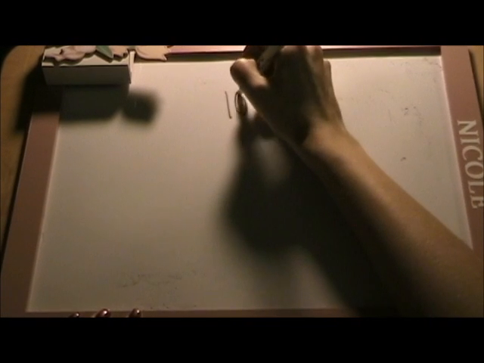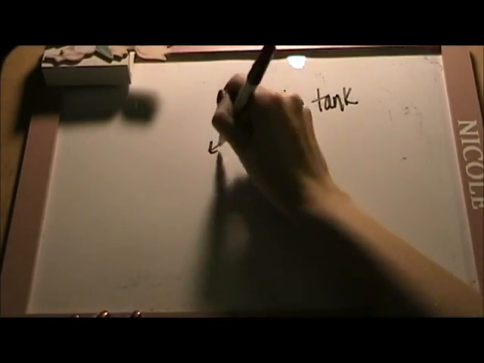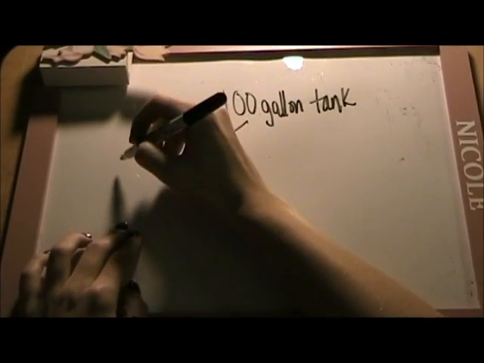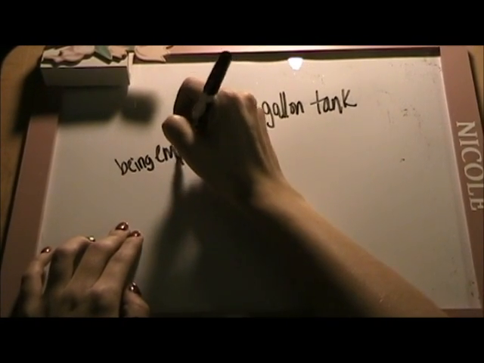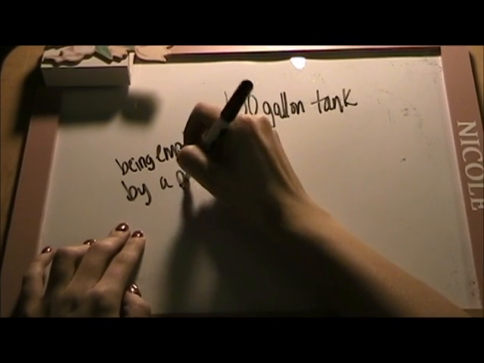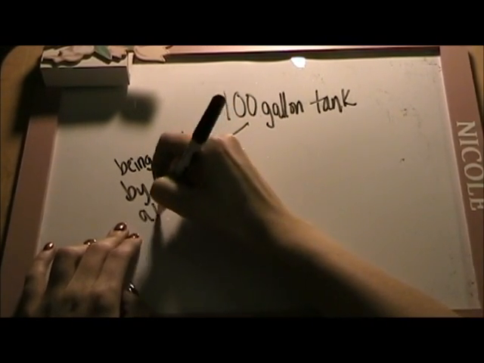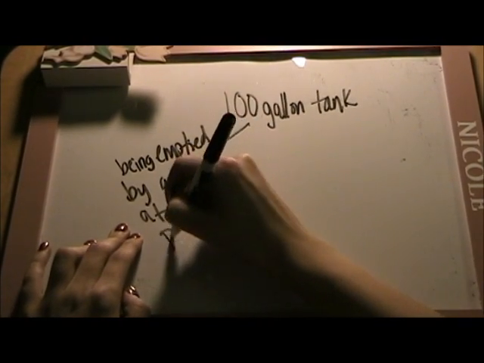Real world examples, let's say we have a 100-gallon tank. Two scenarios. The one is being emptied by a pump at 5 gallons per minute.